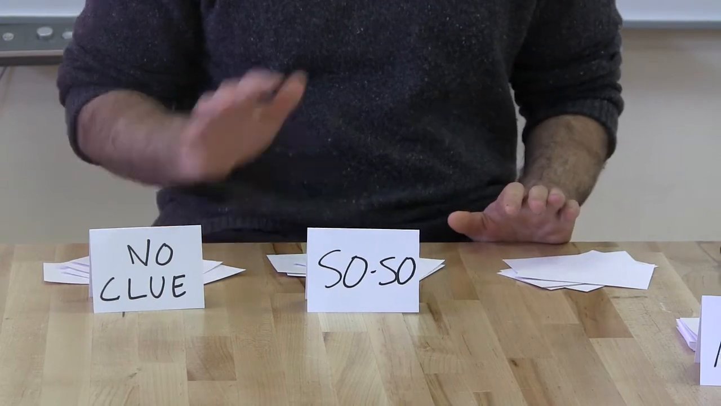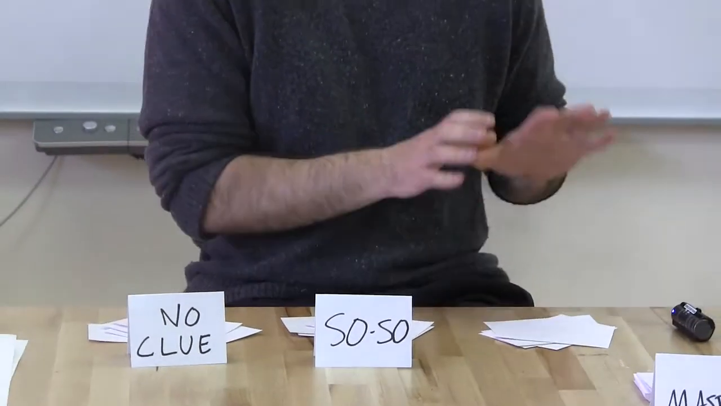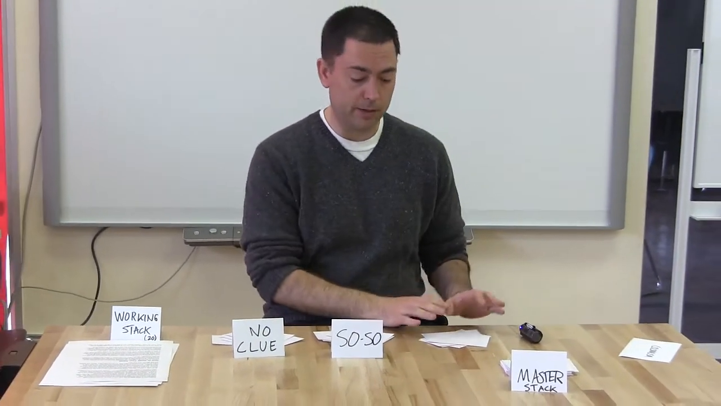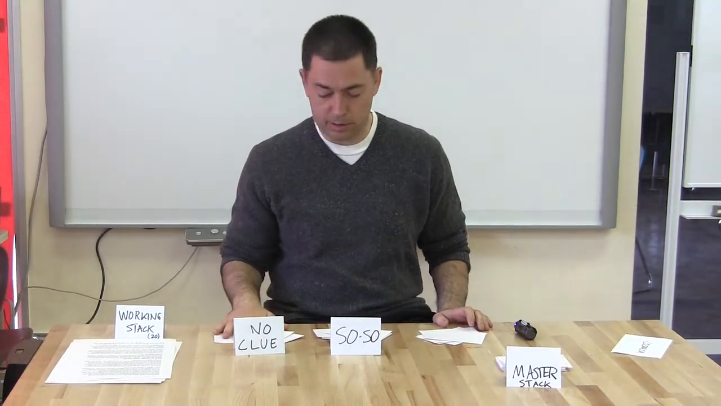That's all I'm doing. I'm not testing myself, what is it? I'm just saying, do I know it really well? Do I sort of know it, or do I not know it? Okay? Now I have 3 piles. The confident pile, the so-so pile, and the clueless pile.